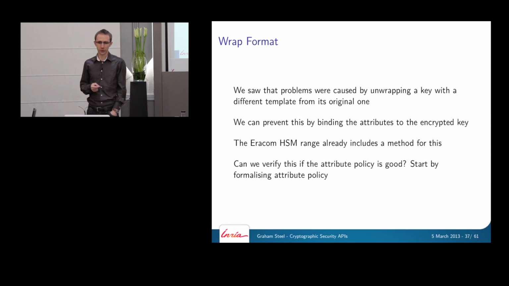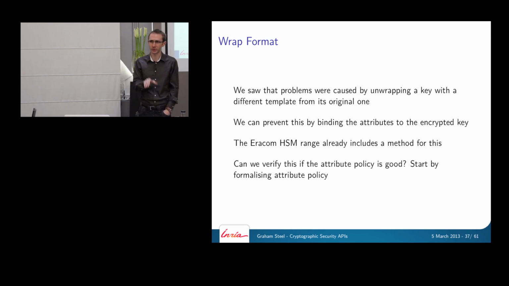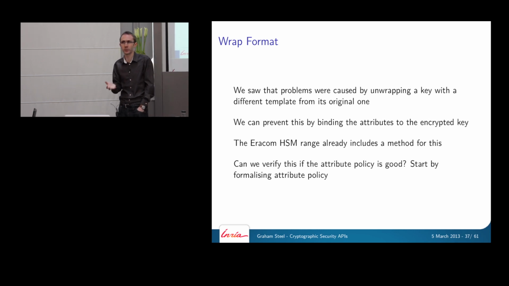Another way that we could try and fix problems: we saw that there were problems where we were able to wrap a key and then unwrap it again and give it a different template than its original one, right? So remember there was an attack where I first had a wrap key, then I wrapped it and unwrapped it, and now when it came back I made it into a decrypt key, okay? So I was able to give to the second copy of the key a set of attributes different from its original set.